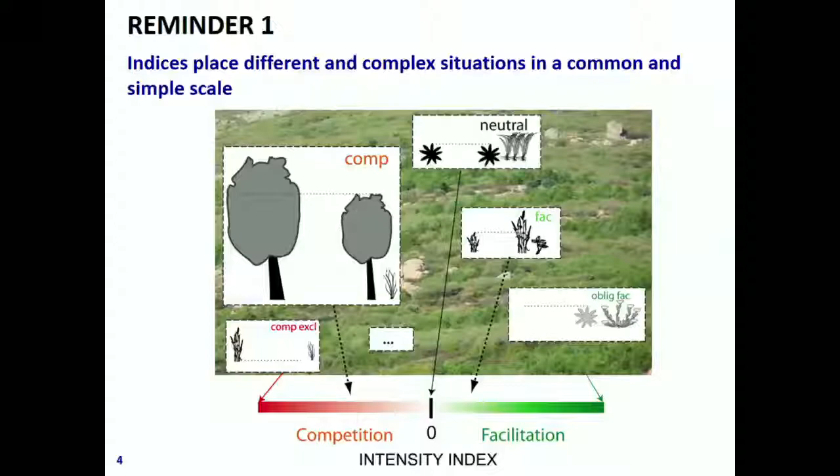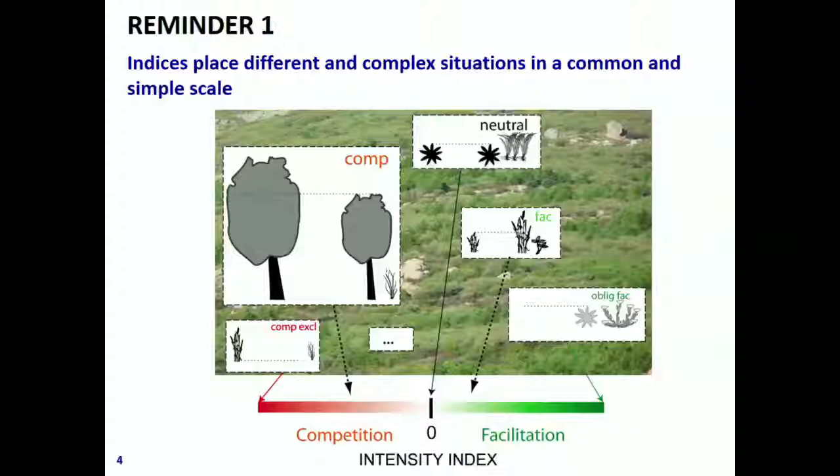Well, I just want you to understand this picture of the big tree. That's what is done in this field of comparing neighbor effects. So we have the tree growing alone, so we have a certain biomass or performance, and also the tree growing with a certain neighbor with a different biomass, and we compare both values. That's what indices more or less do.